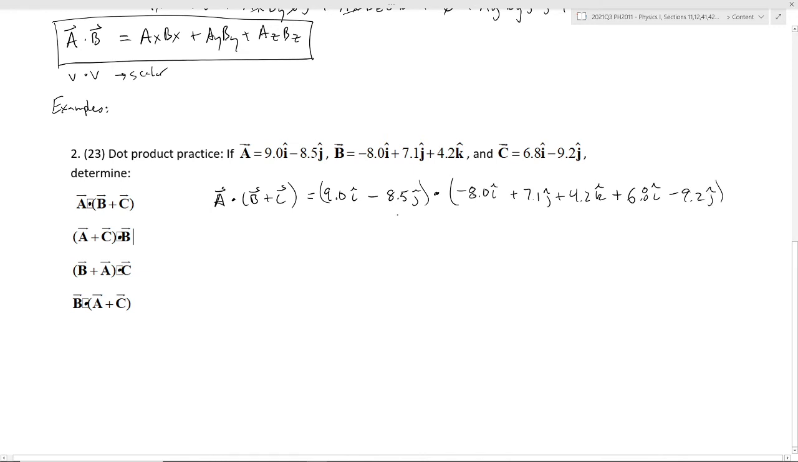So let's consolidate the common pieces in the B plus C side of this. This side we'll just leave alone. We have negative 8 I hat and positive 6.8 I hat, so this would be negative 1.2 I hat if we combine these together. And then we have 7.1 J hat and negative 9.2 J hat, so this would be minus 2.1 J hat, combining these together. And then we have one K hat piece, 4.2 K hat.